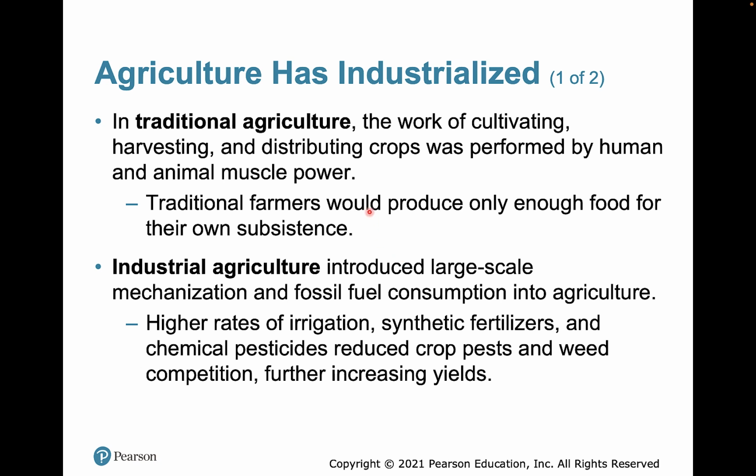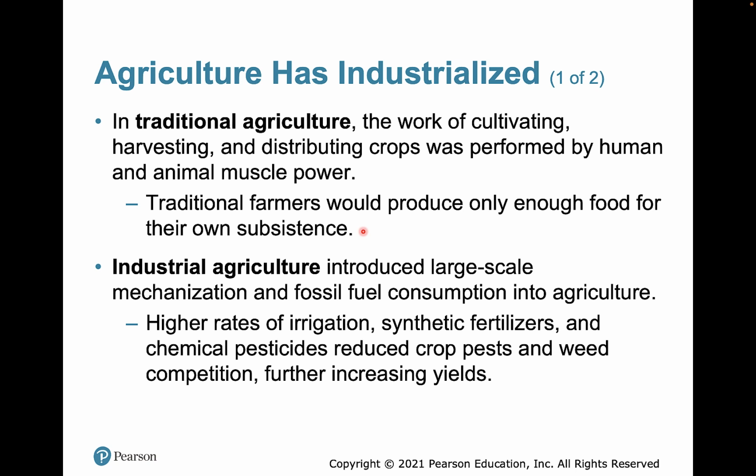We can look at agriculture in two ways. Traditional agriculture, or subsistence farming, is where you use human power and animal power, a donkey, a mule, a horse, etc., to cultivate, harvest, and distribute crops. You would produce enough food only for your family, and that's why it's called subsistence farming. You may have extra potatoes that you could trade with your neighbor for extra corn and barter, but you pretty much produced enough just to feed your family.